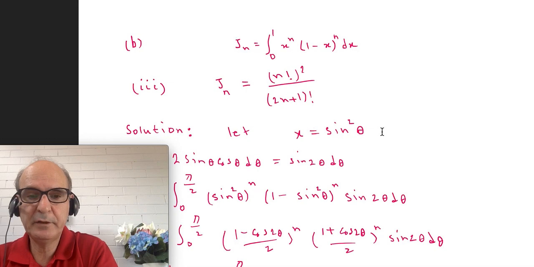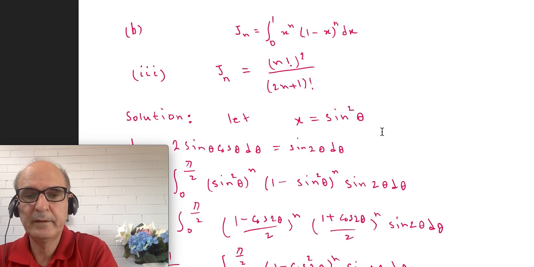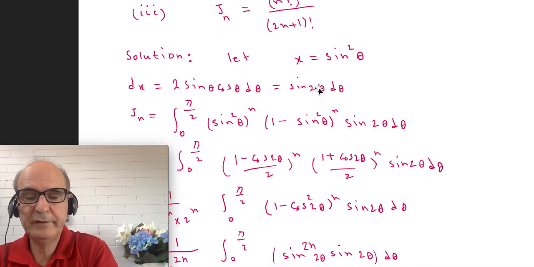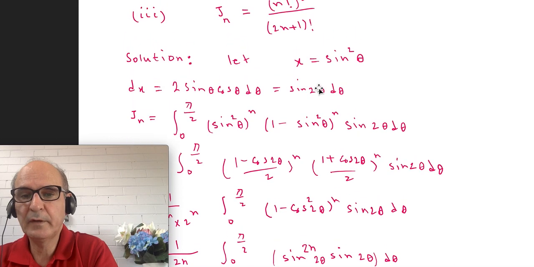In the next part, part III, they say if Jn is the integral from 0 to 1 of x to the n times 1 minus x to the n dx, prove that Jn is equal to n factorial squared over 2n plus 1 factorial squared. Using the previous integral we had, we are going to have a change of variable and call x as sine to the power of 2 of theta.